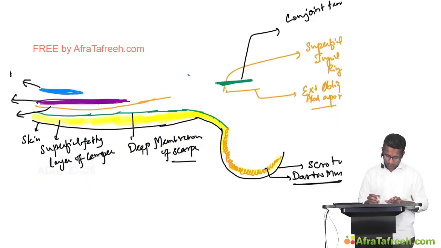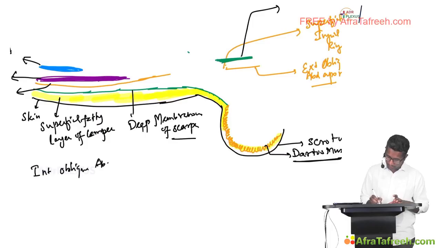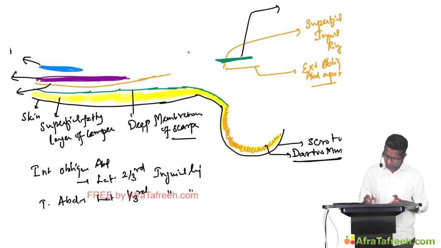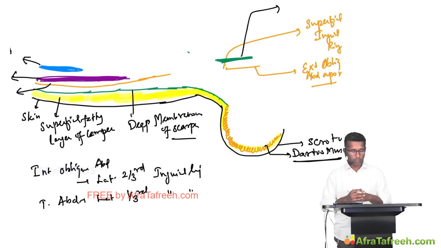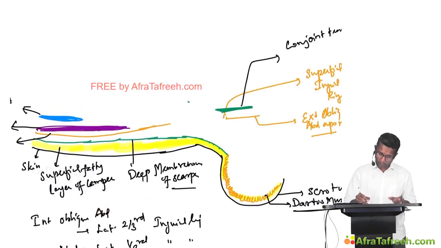If you take these muscles, the internal oblique abdominis muscle arises from the lateral 2/3 of the inguinal ligament, whereas the transverse abdominis muscle arises from the lateral 1/3 of the inguinal ligament. But even though they arise from the lateral 1/3 of the inguinal ligament, they arch and fuse with the internal oblique abdominis muscle to form the conjoint tendon. So how is the conjoint tendon formed?